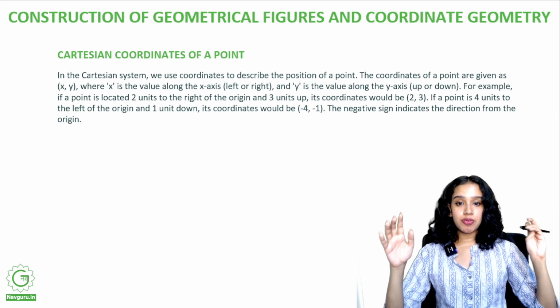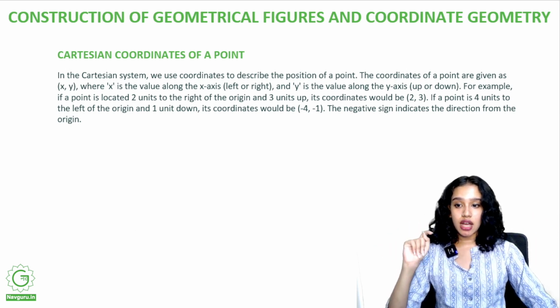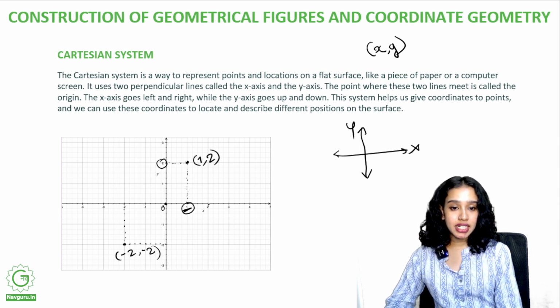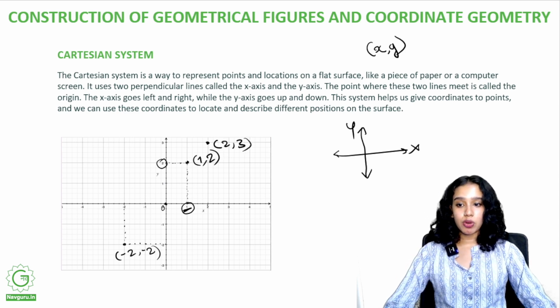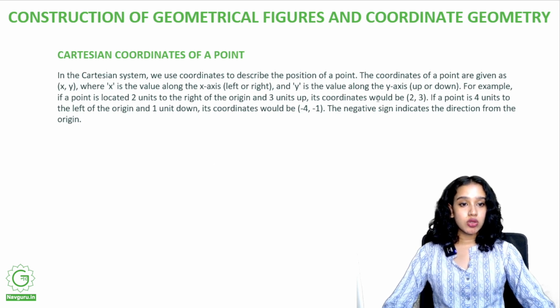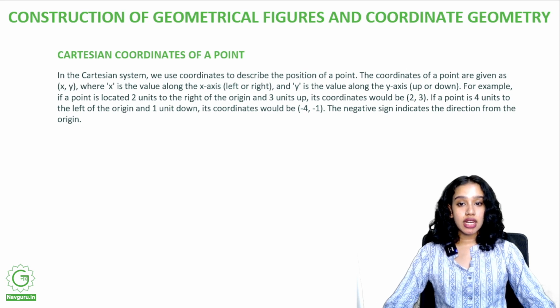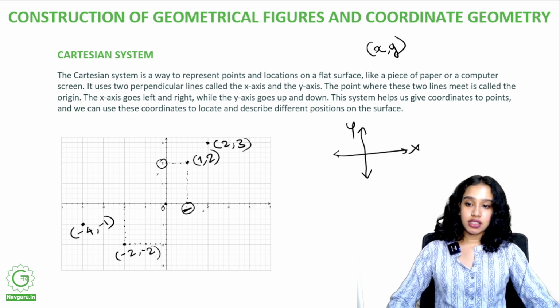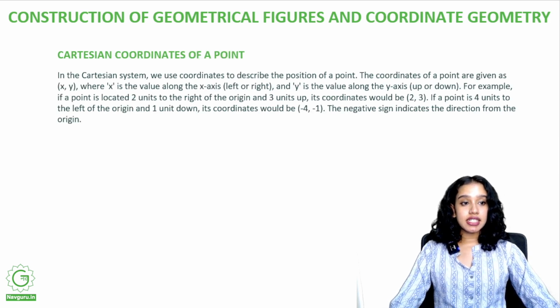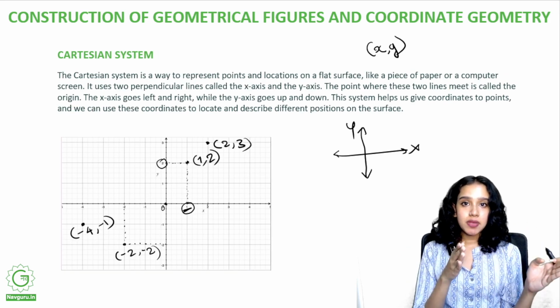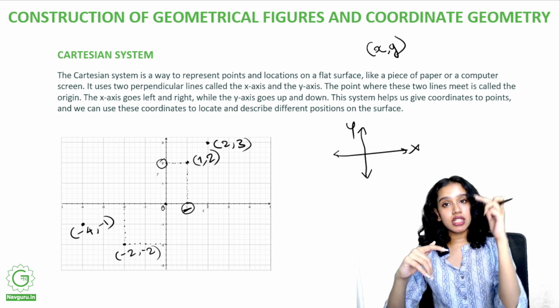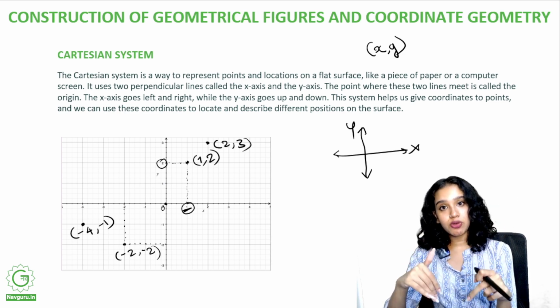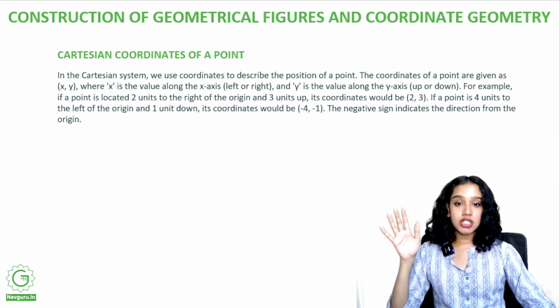Now, for example, if a point is located 2 units to the right of the origin and 3 units up, we have 2 units to the right and 3 units upwards. So we'll get a point here, right? That's 2 and 3. That's how we represent the point. Now, if a point is 4 units to the left of the origin and 1 unit down, how do we write this? This is minus 4 and minus 1, right? The negative sign indicates the direction from the origin. Right is positive, so the left would be the negative side. The upper side is positive, the lower side would be negative. This is about the Cartesian coordinates of a point.